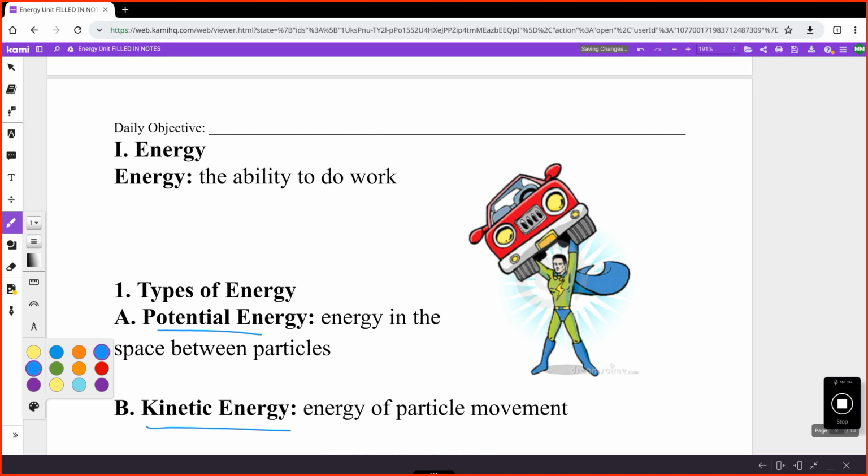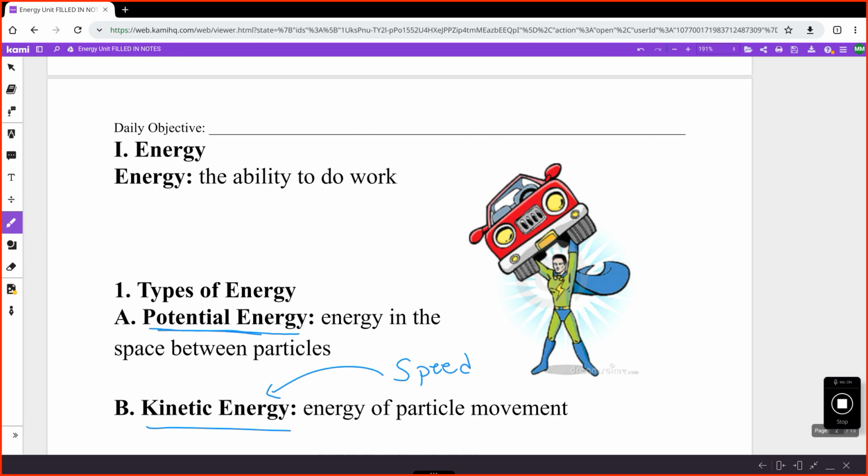In chemistry, these two types of energy relate back to the particles within them. And keeping it very simply, kinetic energy is a measurement of the speed of a particle. So the faster a particle moves, the faster it's traveling, the more kinetic energy it's going to have.